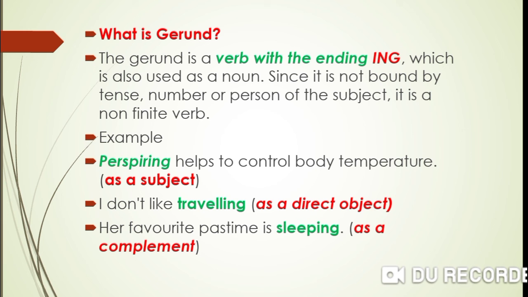Her pastime is sleeping. Here the verb is not like the verb like. Here is is a helping verb, and sleeping is not a verb. Here it's a gerund, and the gerund is working as a complement of that sentence. Complement means that which completes the meaning of any particular sentence. Done.